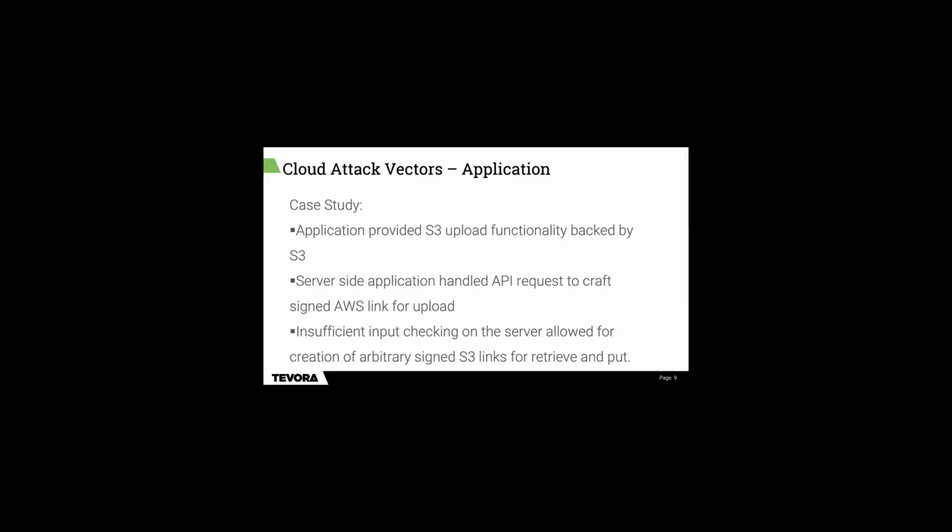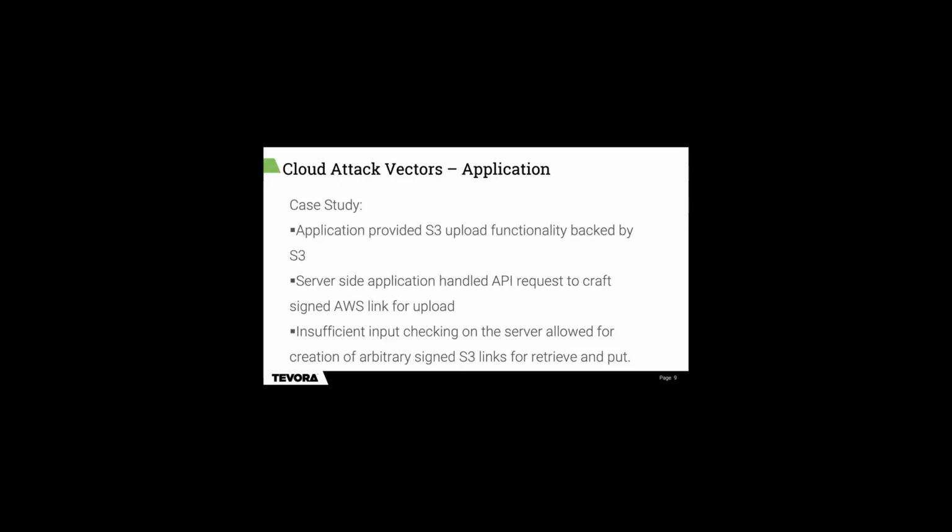We, for example, found an application that provided file upload functionality backed by S3. And the way this worked was exactly what I just mentioned on the previous slide. The server had credentials where it could orchestrate access to AWS. So essentially, when a client makes an upload request, the server would give a signed AWS link that would be sent to the client, and then the JavaScript in that application could then process the upload to AWS, right?